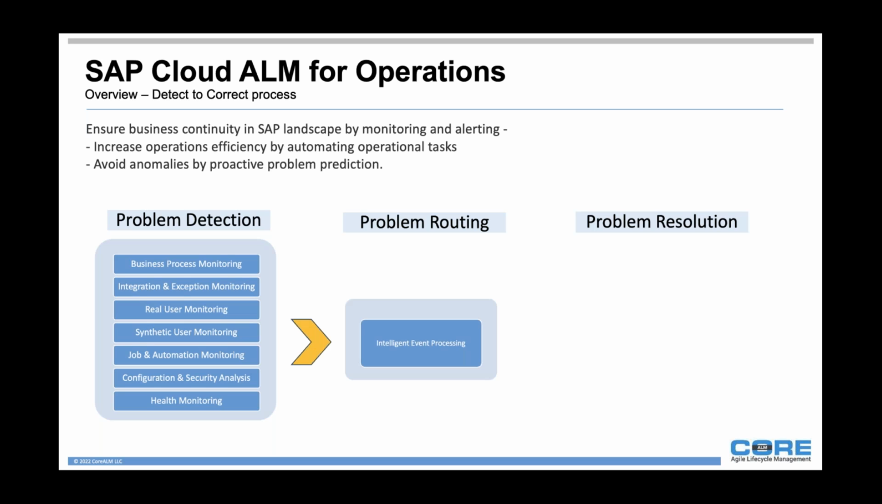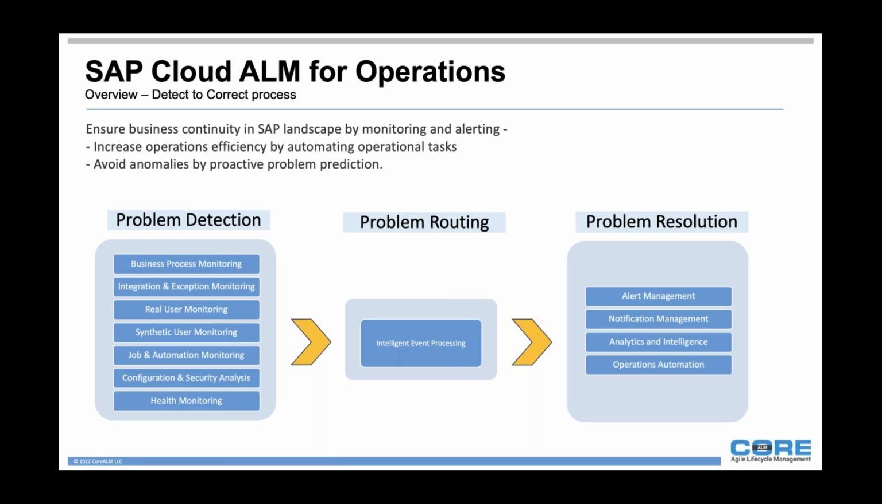And then you will have problem routing, which is IEP, Intelligent Event Processing. Based on certain rule sets, events will be routed to a proper resolution. That would be your alert management, whether you have set up something to be alerted. It will process the data into alert management or notification management, or you have a dashboard built out where your NOC team, network operation control center, sits and monitors your systems. So data could be passed to that as well, or you could also do a process automation.